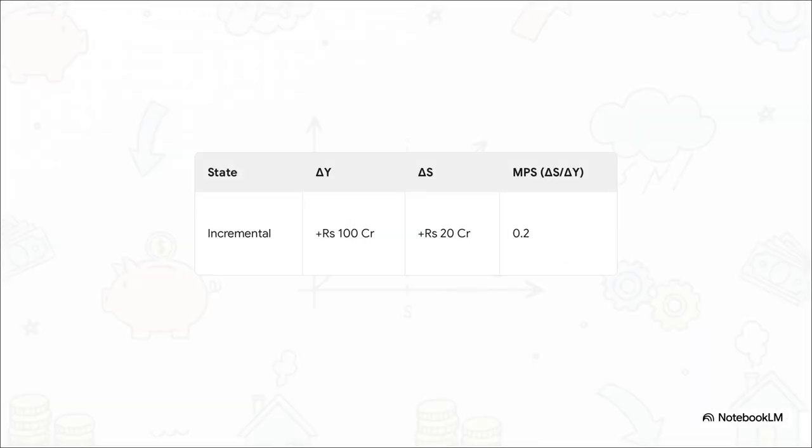And what about on the margin? When income incrementally jumped by 100 crore rupees, we saw consumption eat up 80 crore of that. That leaves 20 crore rupees of brand new saving. Divide that 20 by the 100 crore change in income, and we arrive at an MPS of 0.2. For every single new unit of income, 20% is being saved.